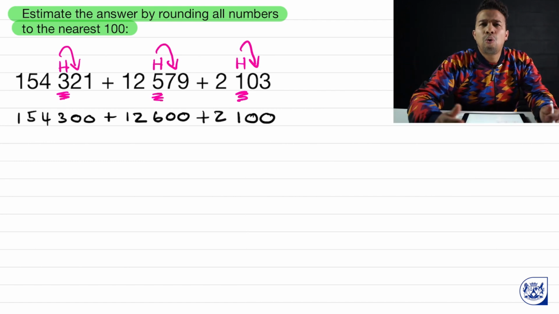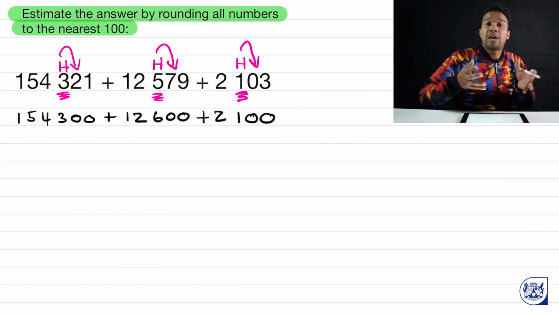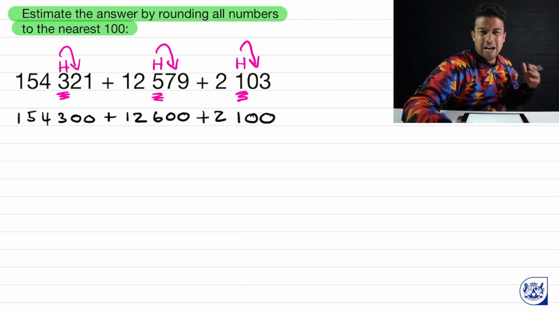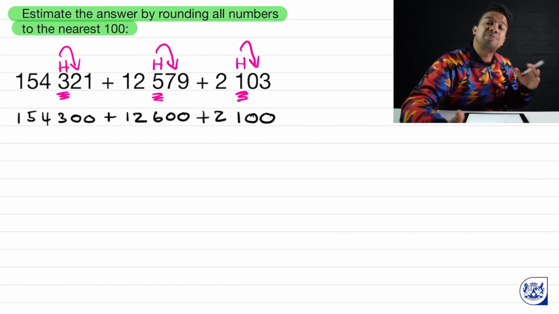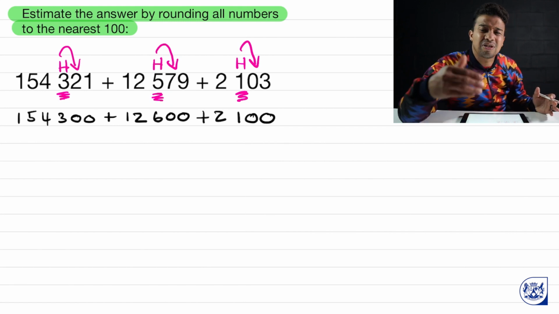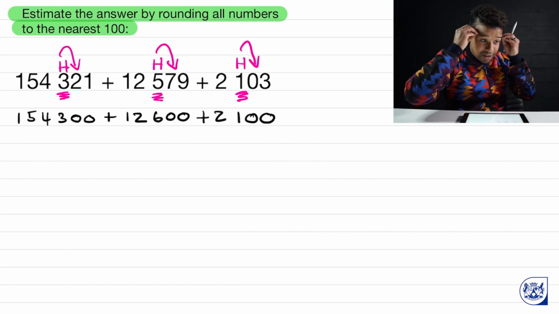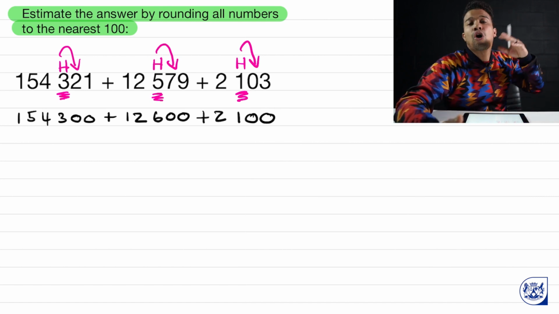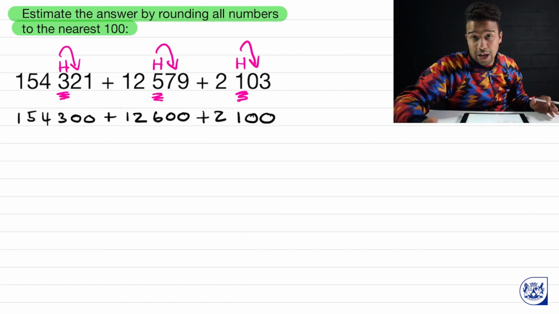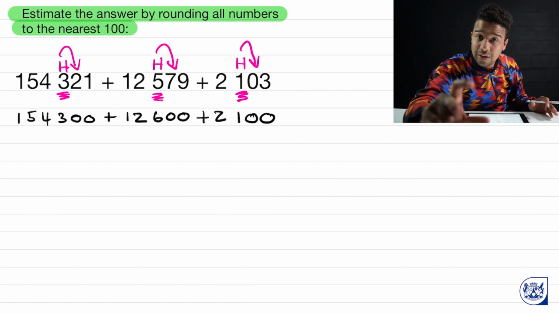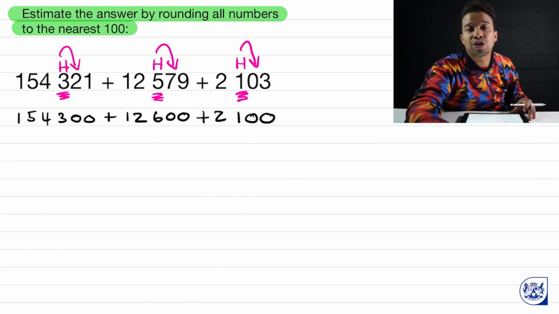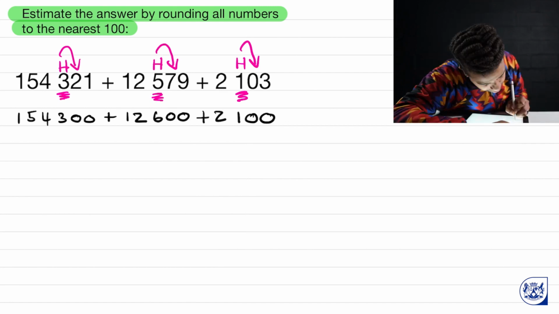There we go. All the numbers that we were given in the question have been rounded off to the nearest 100. So now we have to estimate the answer. And there's many ways to do that. We can use the breakdown method, or just figure it out in your head, or you can use the vertical column method, which I'm going to use right now. But remember, you can use any method as long as you end up with the correct answer. So let's get straight into the section of the question.